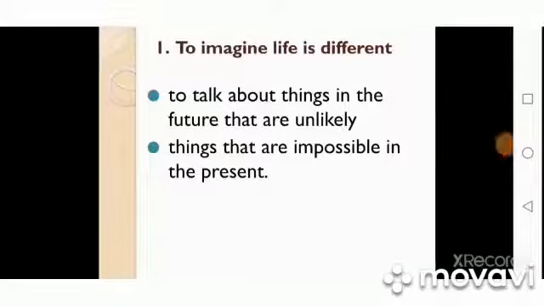Start with number one. We use the second conditional to talk about things in the future that are unlikely or things that are impossible in the present. So, we use it to imagine and to dream that the present situation is different than it really is. Now, this could be because it's impossible now or because it's really unlikely to become real in the future. Not completely impossible, but unlikely.